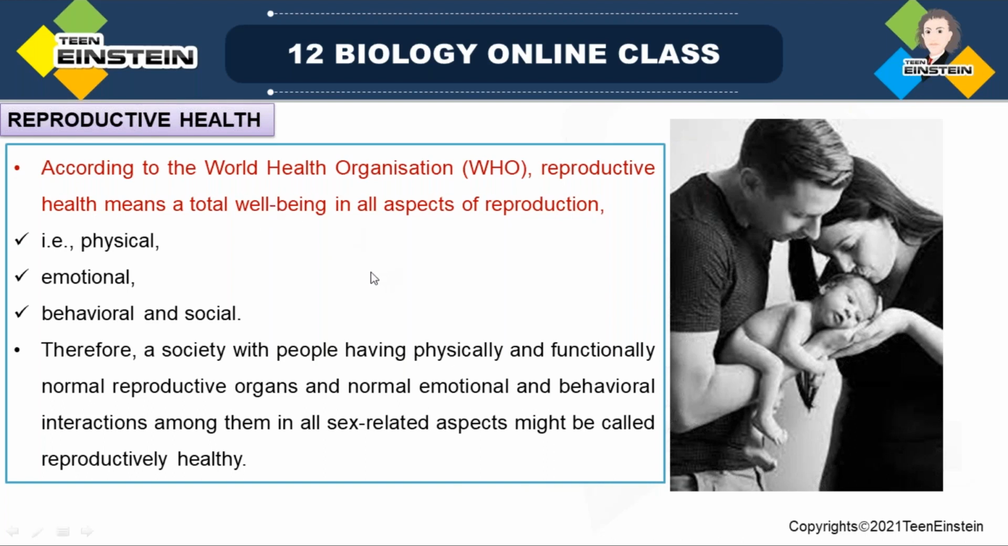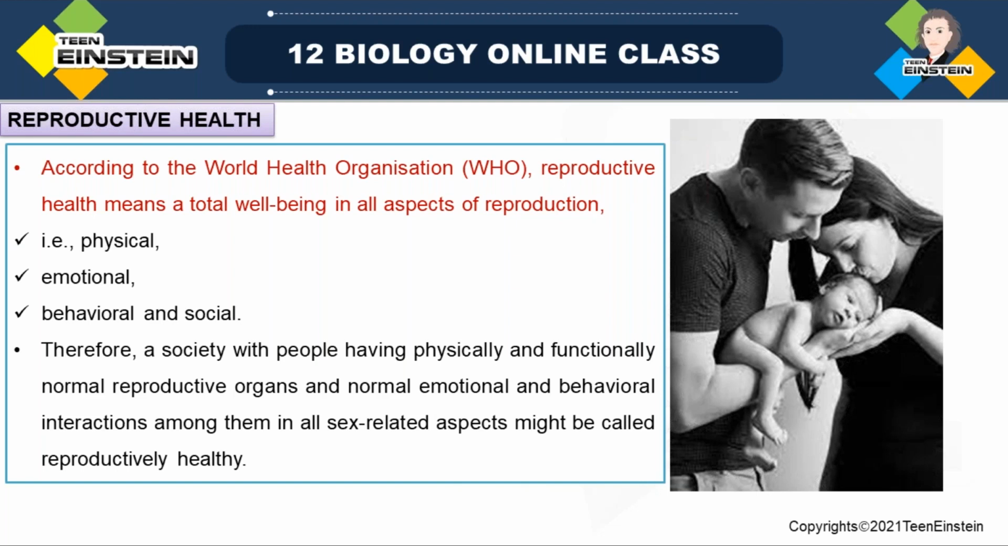So what do you mean by reproductive health? Reproductive health means a healthy reproductive system with all functions in a normal way. That means healthy reproductive organs plus well-functioning of all these organs, and there should not be any problems.